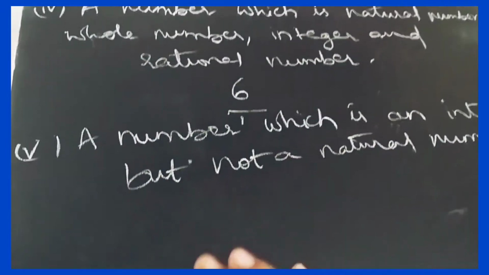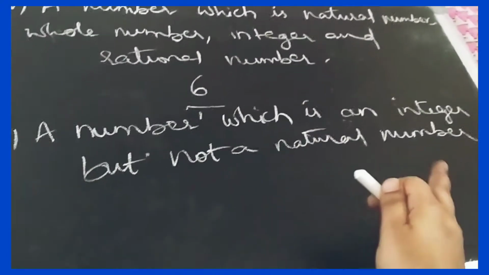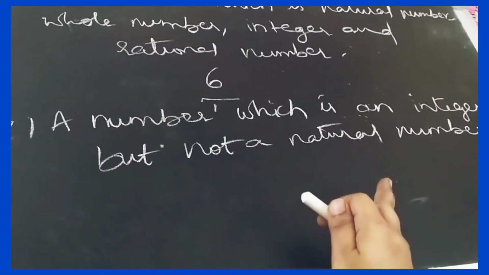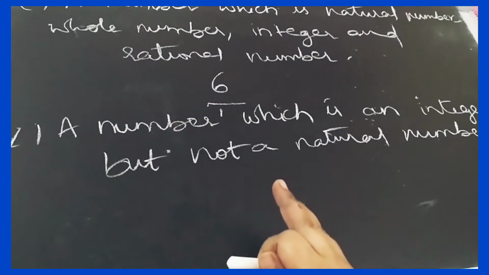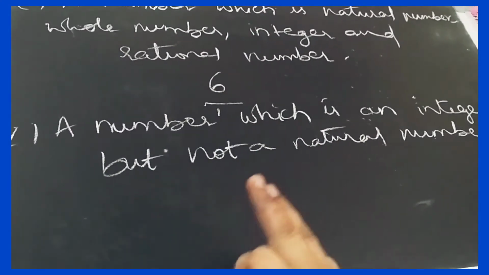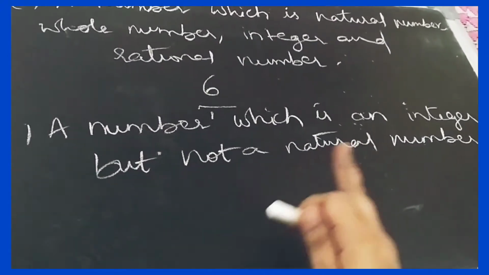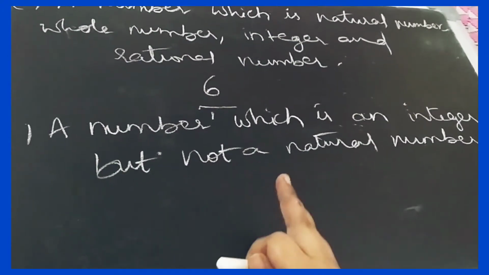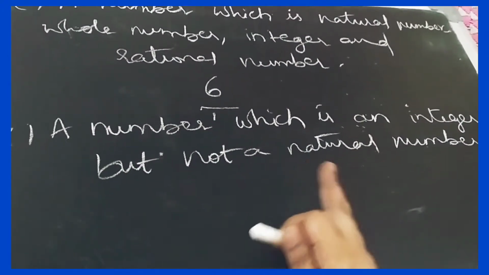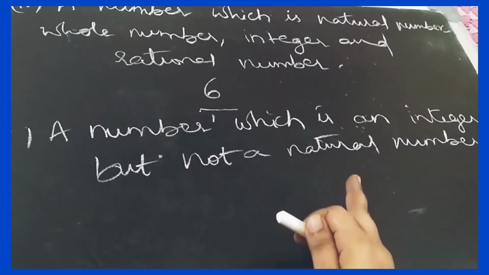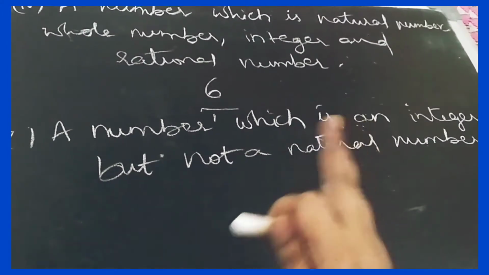Okay, so the fifth one is a number which is an integer but not a natural number. We have done this as a whole number also: a number which is an integer but not a whole number. Here it is a natural number. Natural numbers start from 1: 1, 2, 3, 4. If you apply a minus sign to a natural number, it becomes an integer.